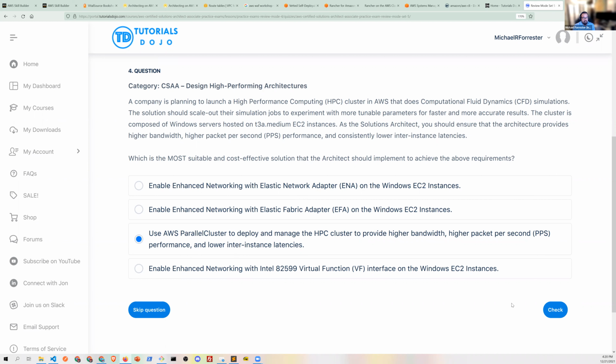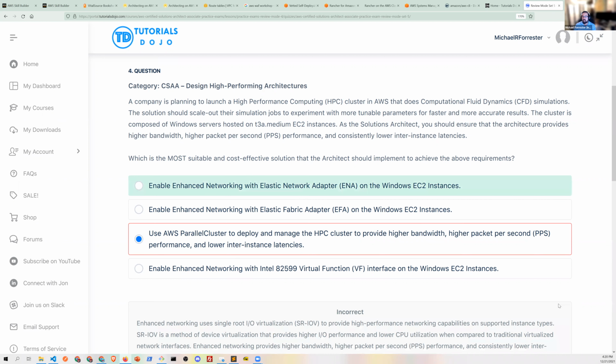So let's just take a swag here and see, because maybe it is the first one. Haha, it is actually the first one. So in this case, by the way, you just have to know that the T3A mediums can support an ENA because they can support an ENI. So you can't actually get them to enhance because they're ARM-based, AMD-based systems. But ParallelCluster is not going to work because it's actually just a framework.